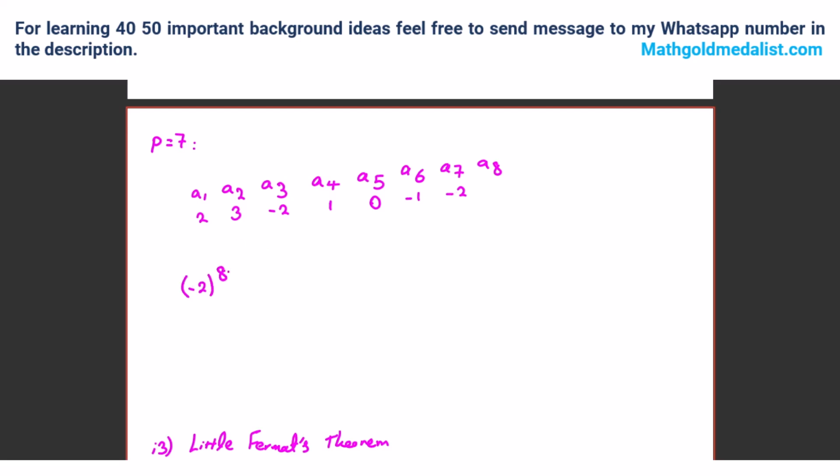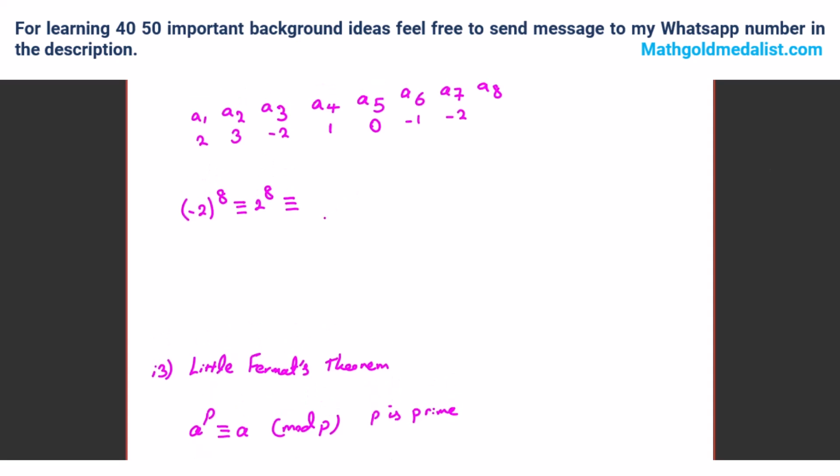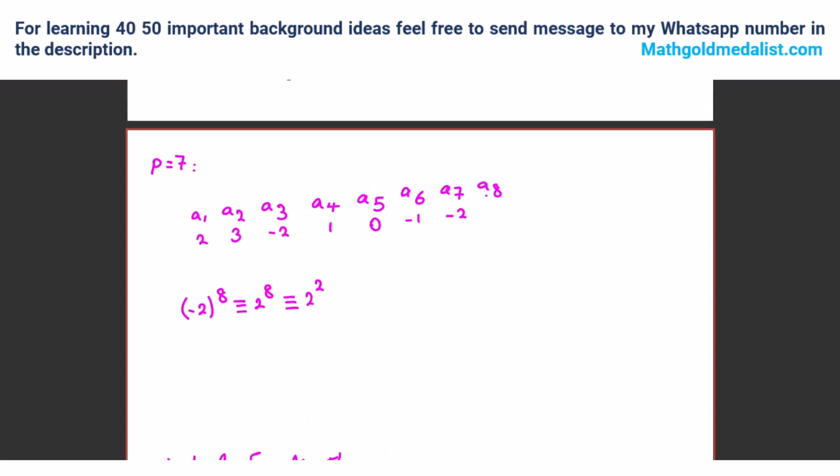Negative 2 to the power of 8. I want to see this one mod 7, then minus 1. This one mod 7 is what? So it's 2 to the 8 because 8 is even. And we know 2 to the 7 is 2 because of this part. Or you can say 2 to the 6 is 1. It is 2 squared, okay? It's 4. 4 minus 1 is 3.